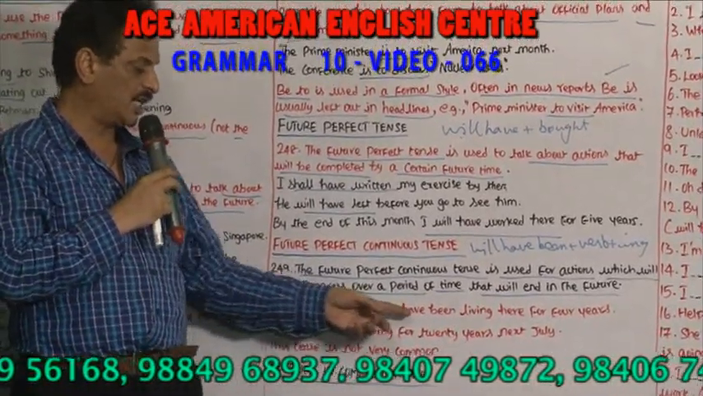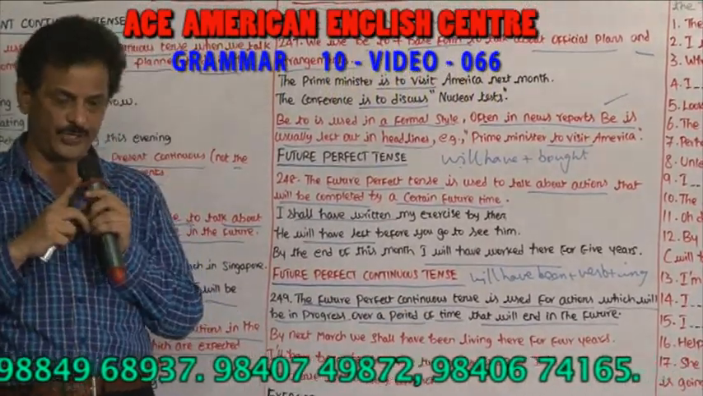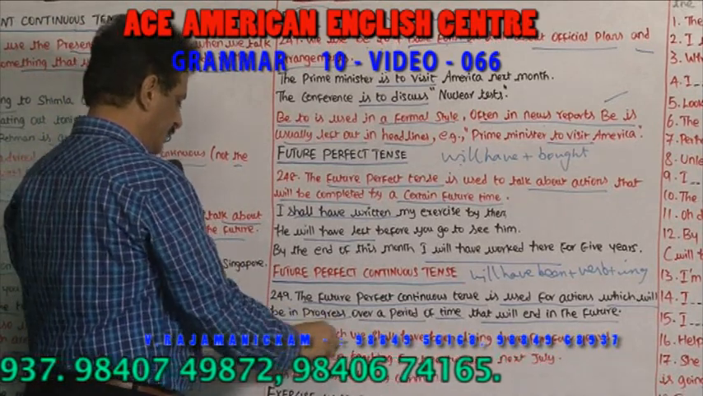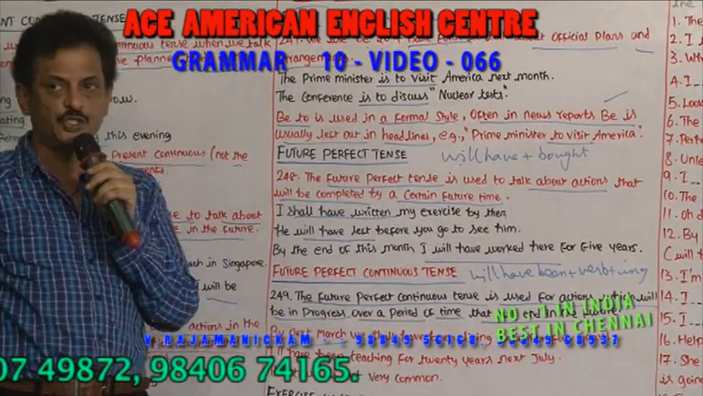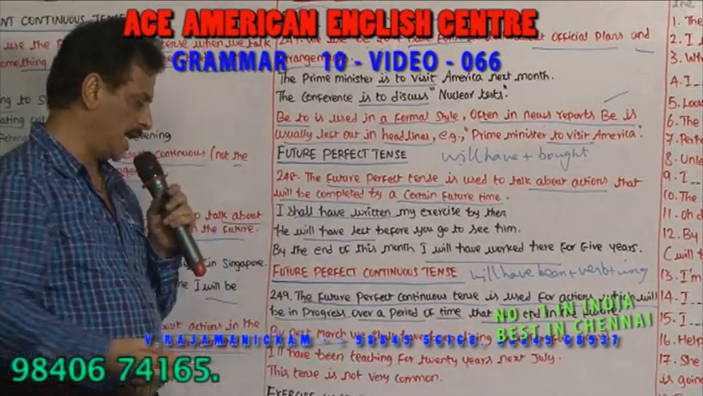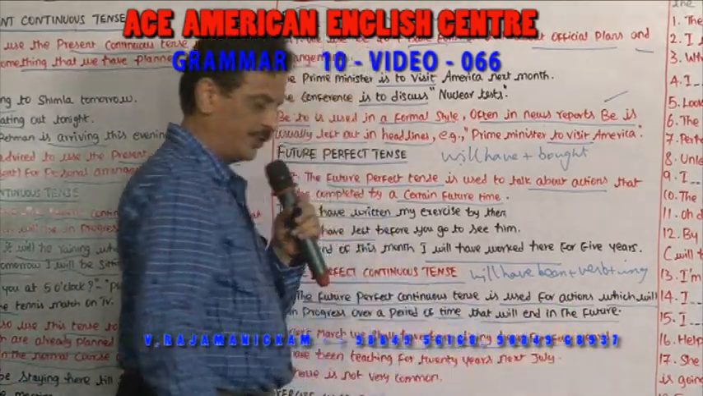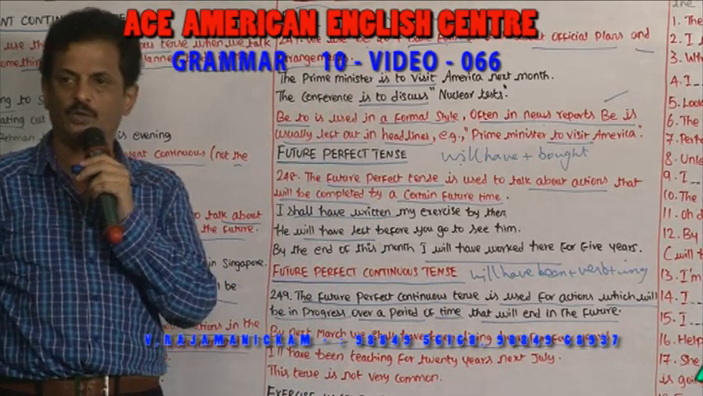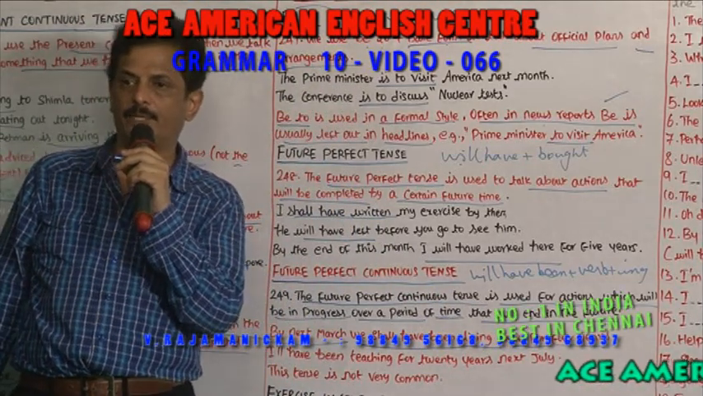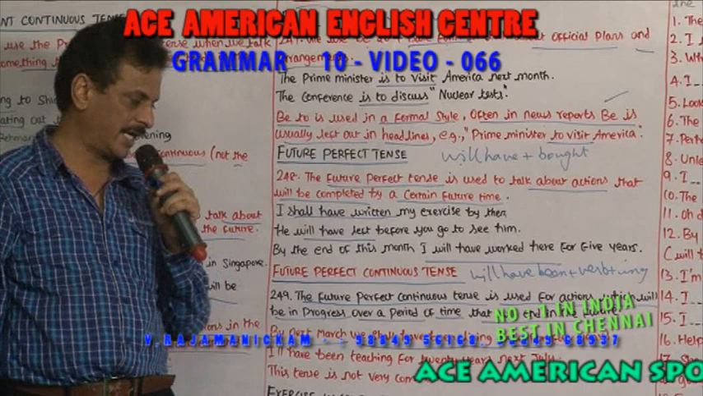By next March, we shall have been living here for 4 years. So by next March, this is the month of June. By next March, we shall have been living here for 4 years. So totally 4 years have got over by the time the month March arrives.